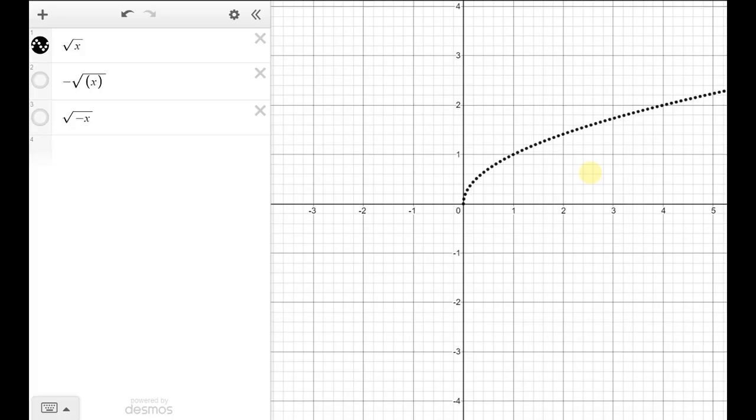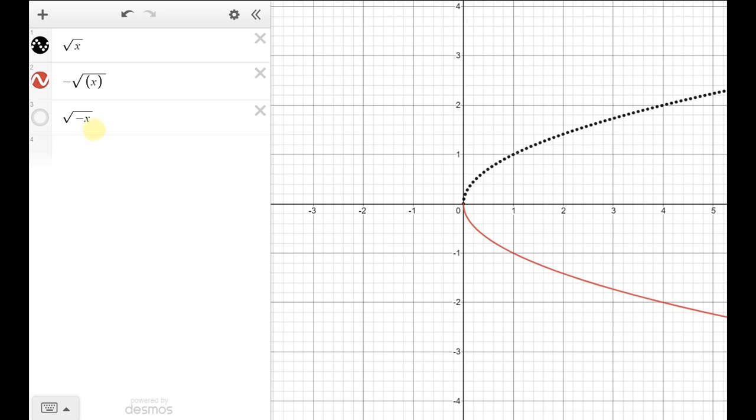Now let's talk about reflections. Okay, so for my base function this time, I'm going to use the square root of x. So for the first reflection, I've got the negative outside of the function like you see here. So let's see what happens. So by putting this negative on the outside, I've flipped over the x-axis. So it's the exact same graph. It's just literally flipped right over that x-axis, okay?